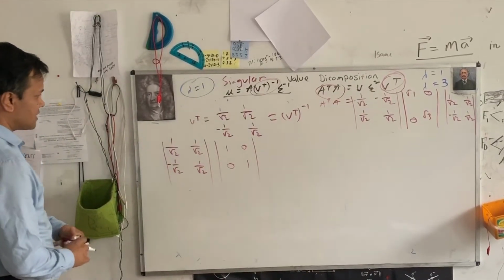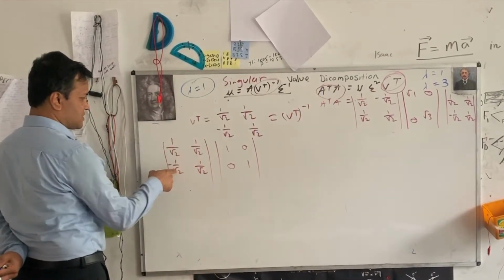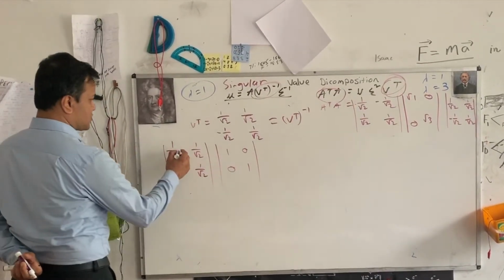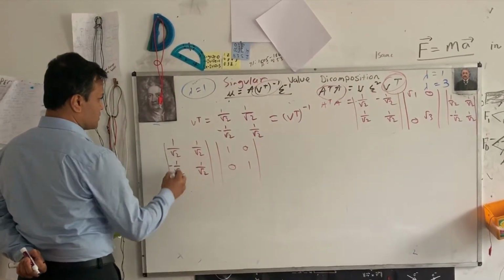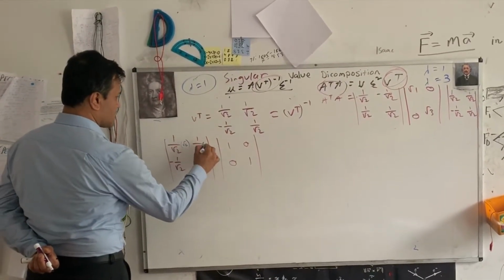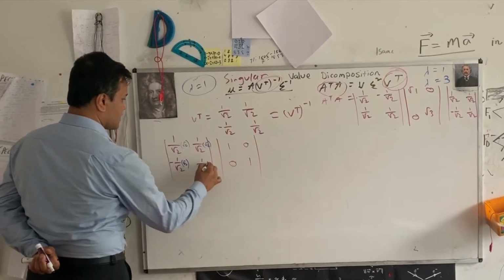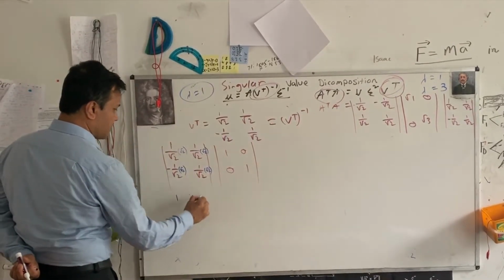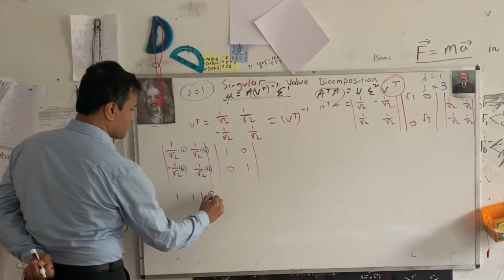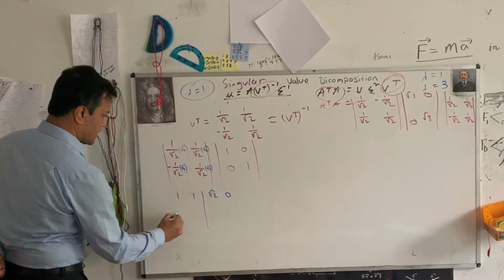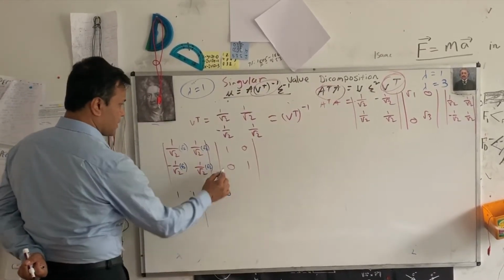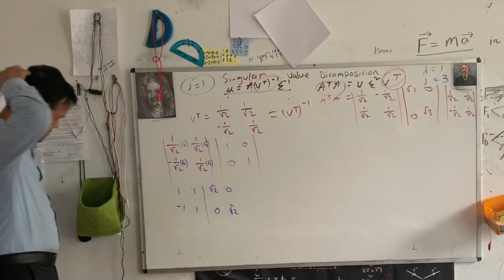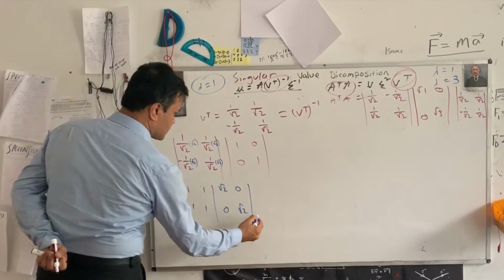Alright, so remember, this one has to be 1, this one has to be 1, this one has to be 0, this one has to be 0. That's our end goal. So let's multiply this one by square root of 2. If I multiply each of these by square root of 2, what do I get? I get 1, 1, square root of 2, 0, negative 1, 1, 0, square root of 2. Not too bad.